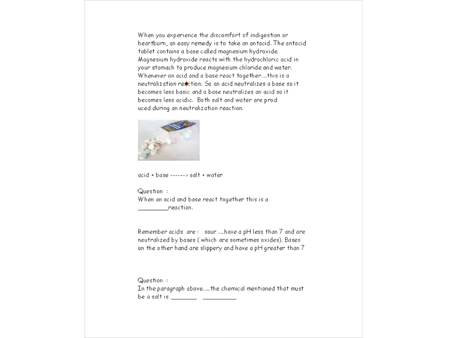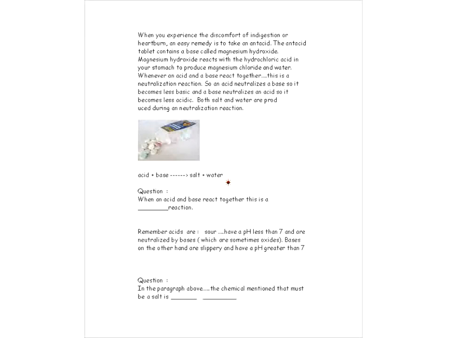So whenever an acid and a base react together, this is a neutralization reaction. So an acid neutralizes a base and it becomes less basic, and a base neutralizes an acid and it becomes less acidic. So both salt and water are produced whenever you have a neutralization reaction. So it's important to memorize this reaction here. An acid and a base produce salt and water.